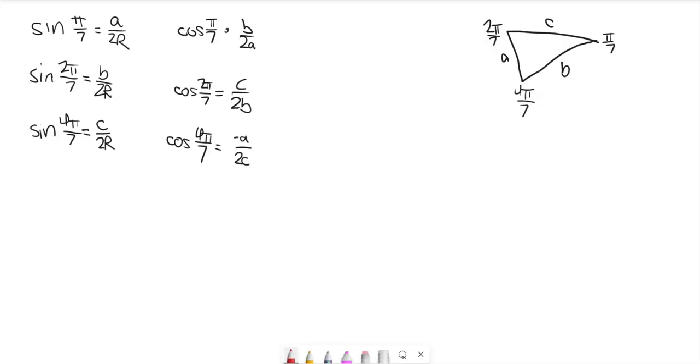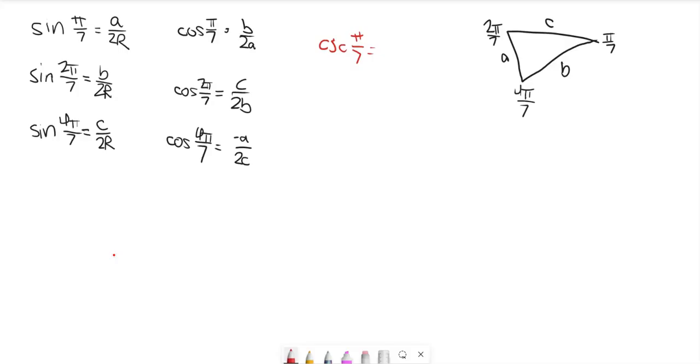Now, as you can see on the left side of the screen, I showed in prior videos in this series where those sine ratios and cosine ratios came from. What we're going to do is establish the rest of the identities: tangent, cotangent, cosecant, and secant. Let's start with the cosecant of pi over 7. If you remember your basic trig, that is the reciprocal identity of sine.